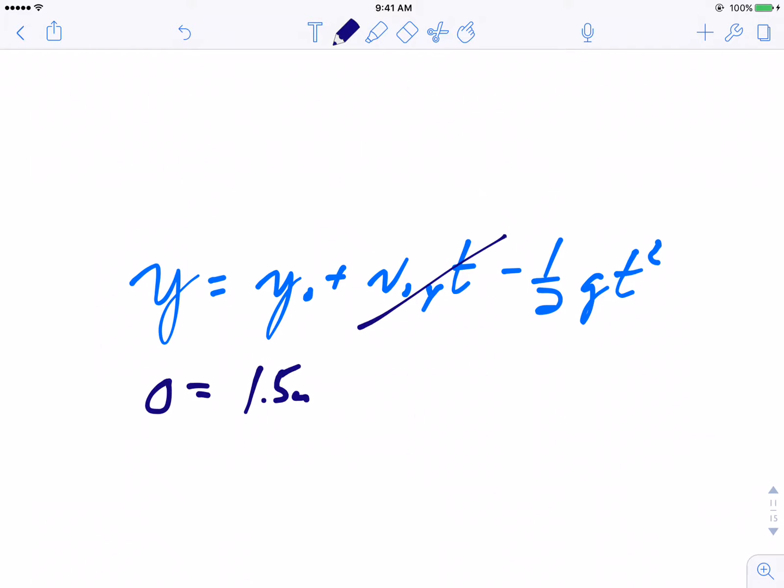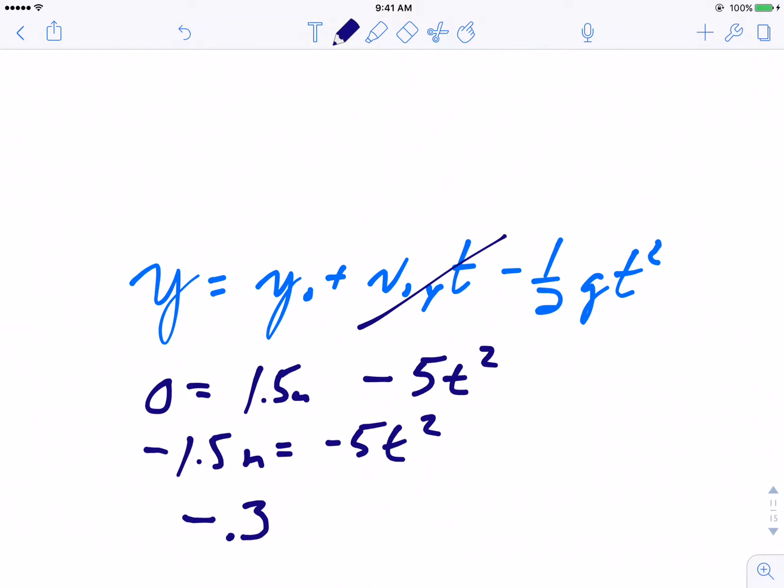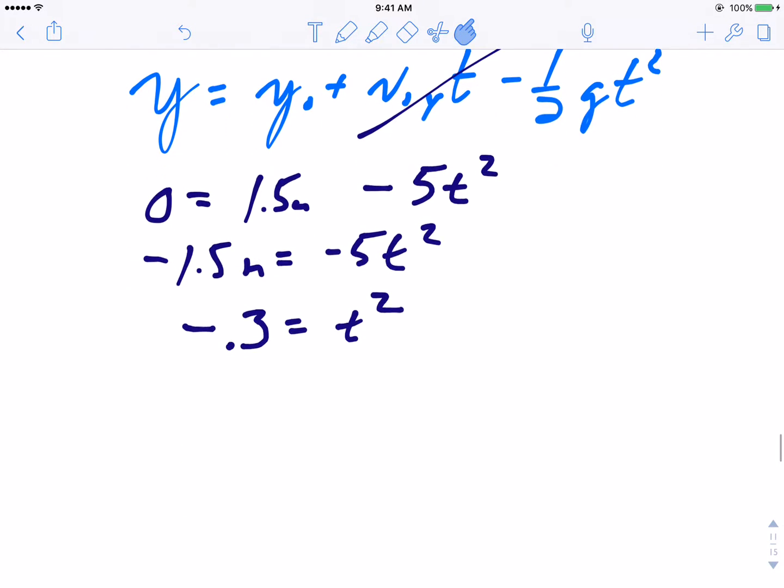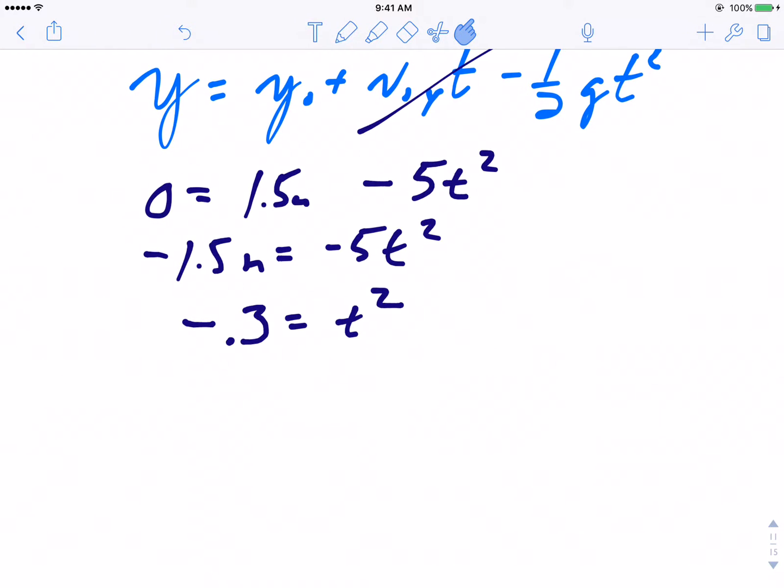But putting in 10 for g, I get negative 5t squared when I multiply by 1/2. Okay. So now I've got negative 1.5 meters equals negative 5t squared. And so if we divide both sides by the negative 5, we're going to have a number that is going to be 0.3 equal to t squared. Oops, whoops, goofed up. Lost my negative when I divide by negative 5. Take the square root of both sides, and let's quickly do this.